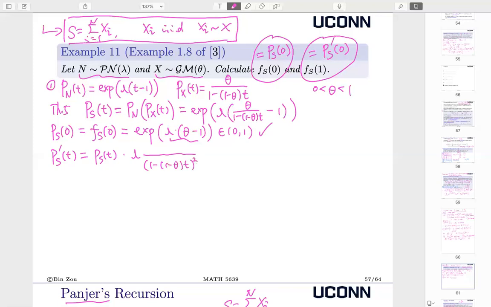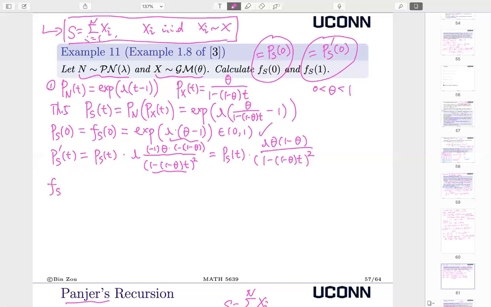That will bring out -1, right? Of course, theta will stay. And finally, I do the second layer of chain rule, right? That is the inside part. That gives me -1 times 1 minus theta. Okay, collecting everything, that is lambda theta, because I have two negatives, they will cancel each other. So I have 1 minus theta times t and square the entire thing.